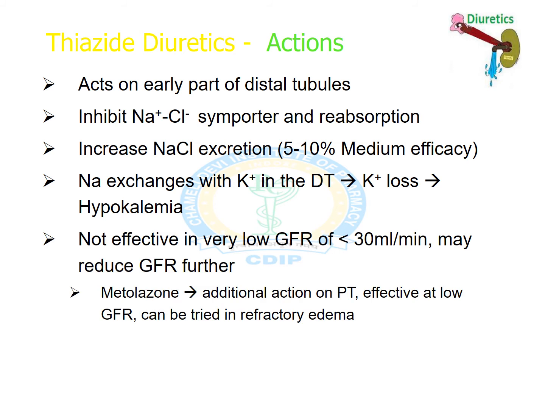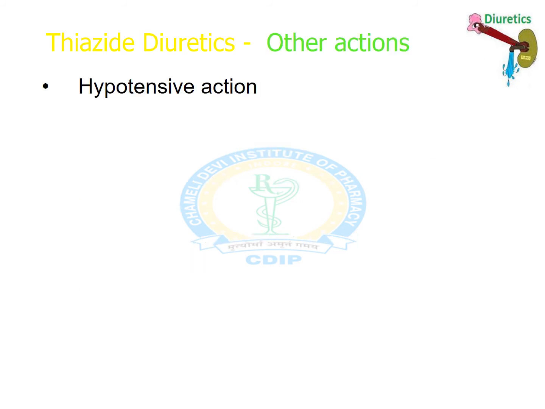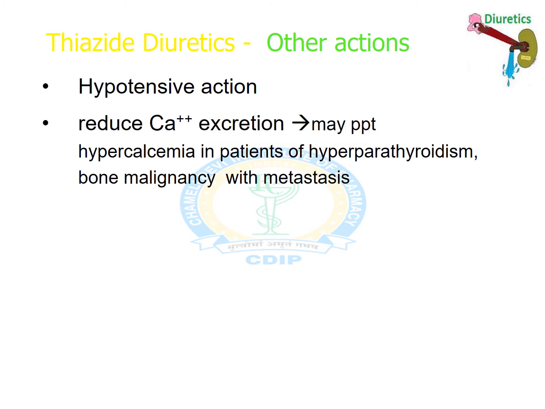It is not effective at a very low glomerular filtration rate of less than 30 ml per minute and may reduce the glomerular filtration rate further and thus aggravate renal complications. Metolazone has an additional action on the proximal tubule and is effective at low glomerular filtration rate, and can be tried in refractory edema like conditions. Some other actions apart from these are hypotensive. They are used in hypertension treatment, so they have a hypotensive action, that is why they are used as antihypertensive agents.